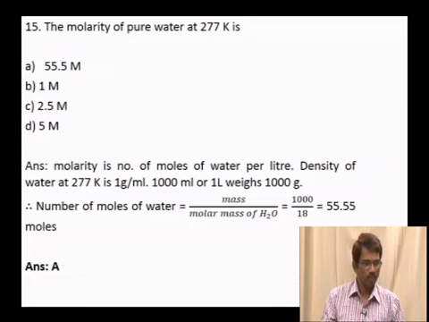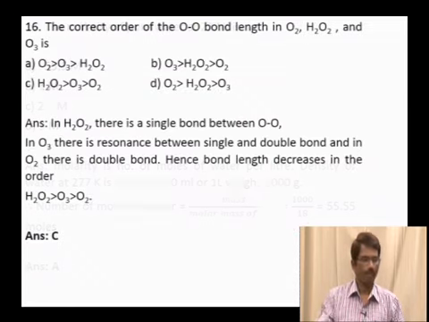When you take pure water, the mass of 1 liter of pure water will become 1000 gram when it is maintained at 277 Kelvin. The number of moles obviously is equal to mass divided by molar mass of H2O. 1000 grams divided by molar mass of H2O, which is 18, gives you 55.55 moles per liter, which is nothing but the molarity, and hence the correct option is option A.